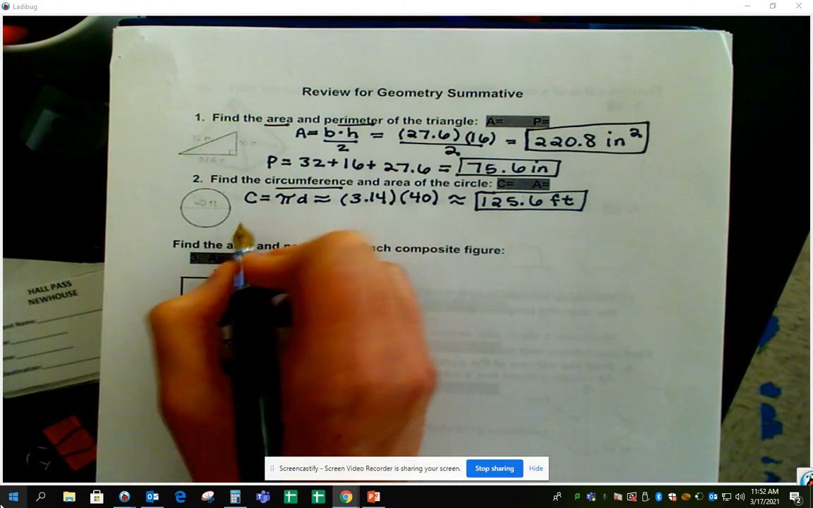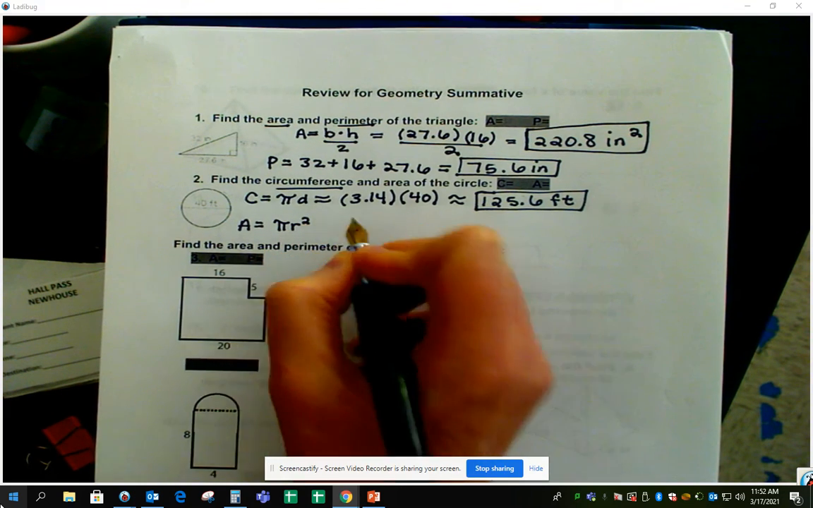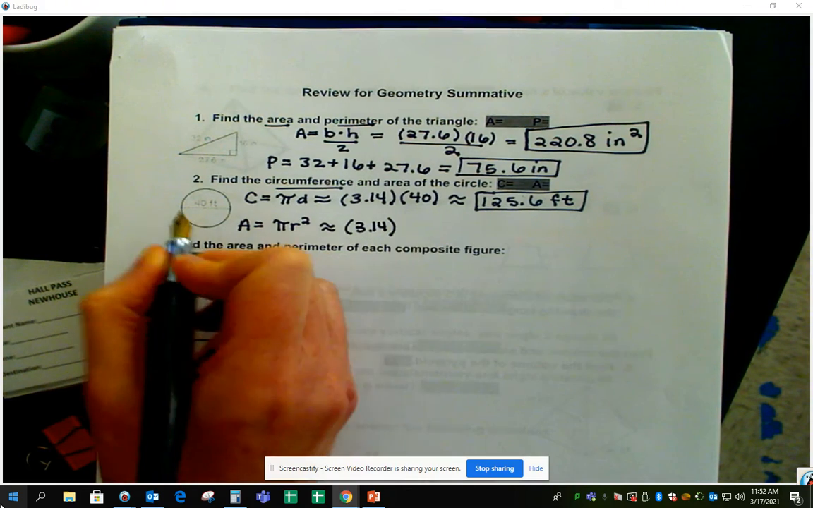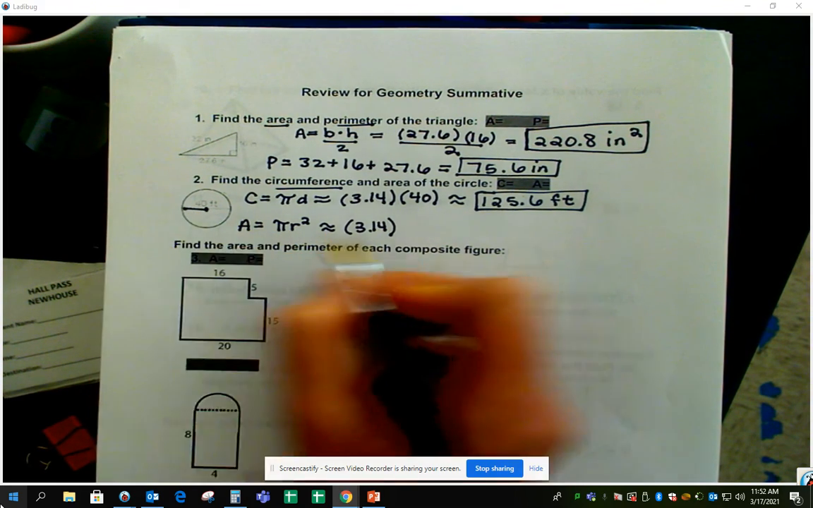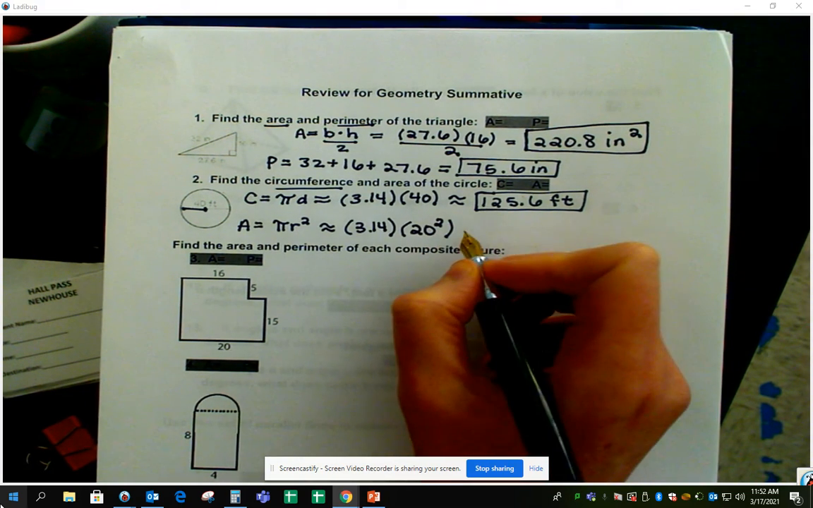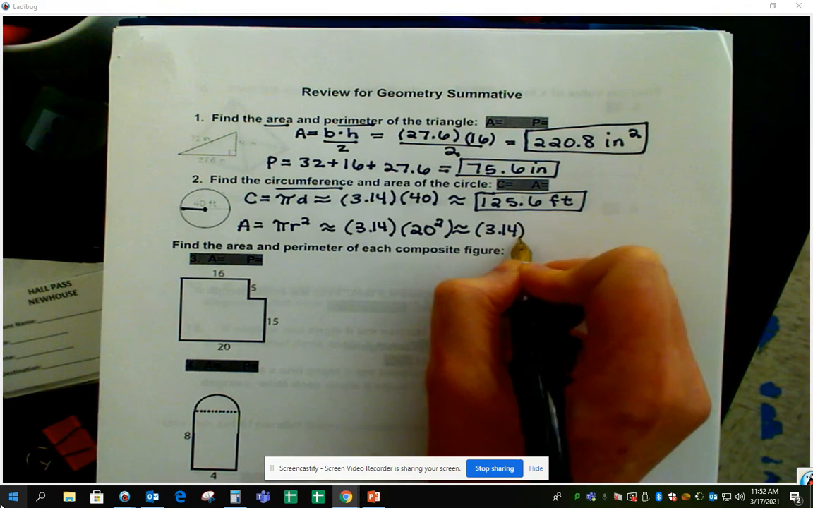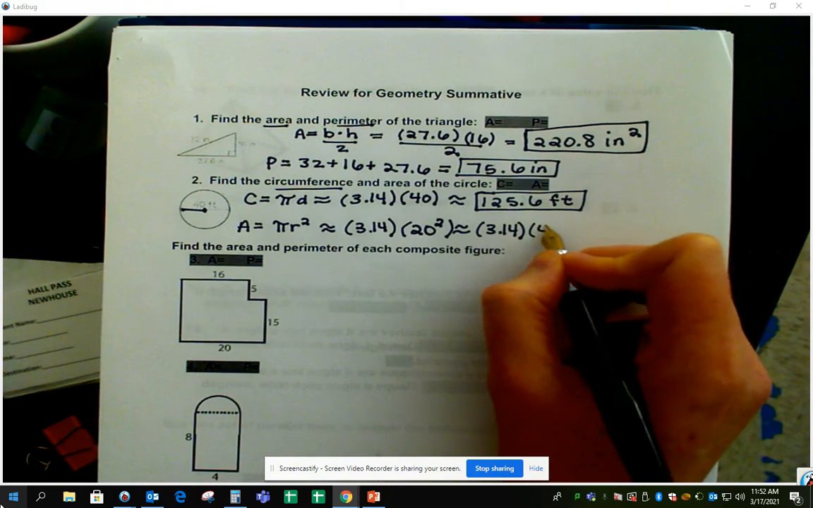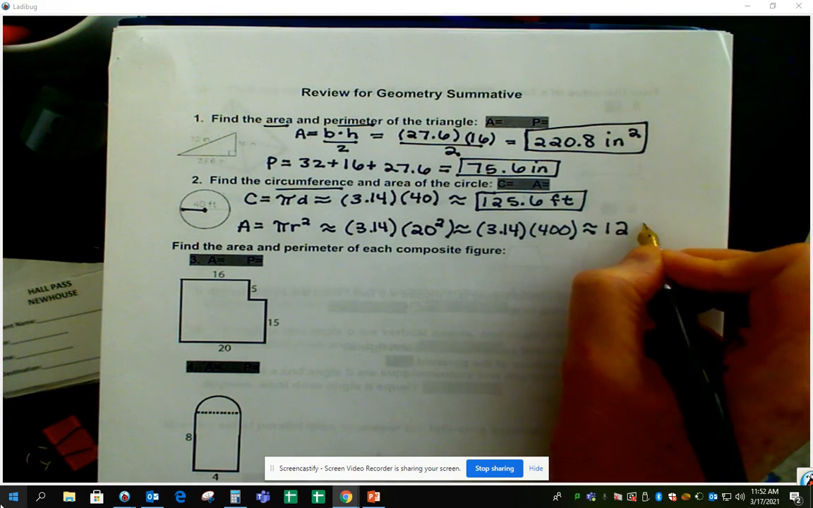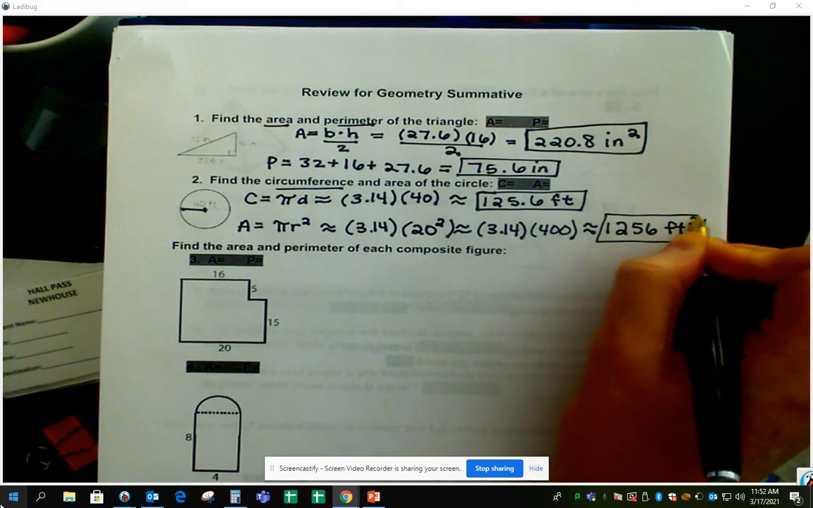Now, area of a circle, remember, is pi r squared. So for pi, I'm going to put in 3.14 again. The radius is half the diameter, so half of 40 is 20. And I need to square that, 20 squared. Okay, so that is 3.14 times 20 times 20 is 400. And then when I multiply those two together, I get 1,256 feet squared for the area of that circle.